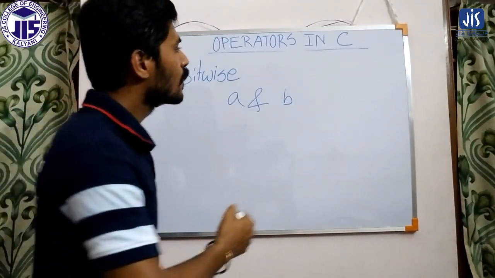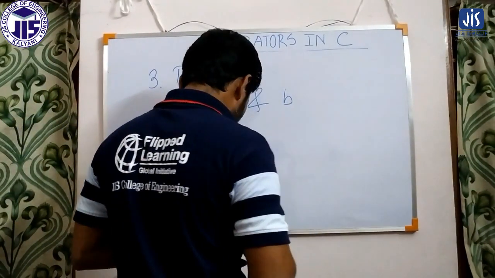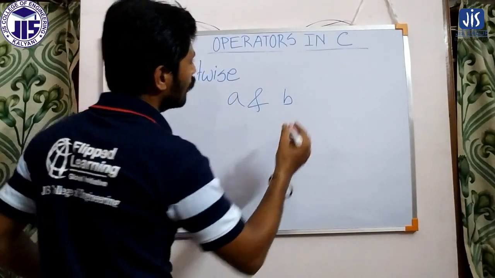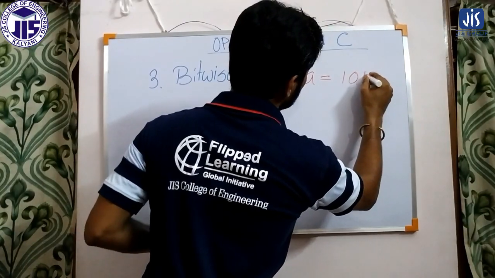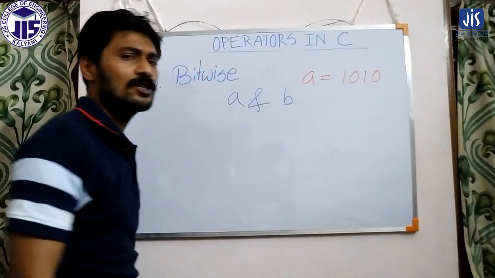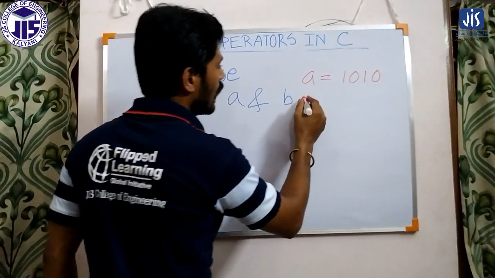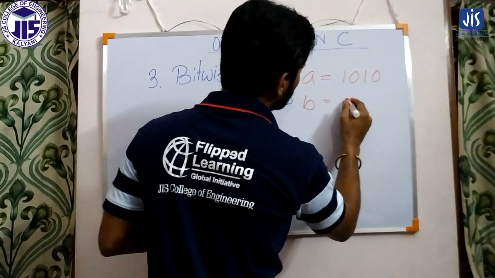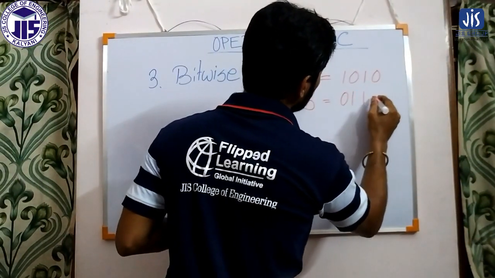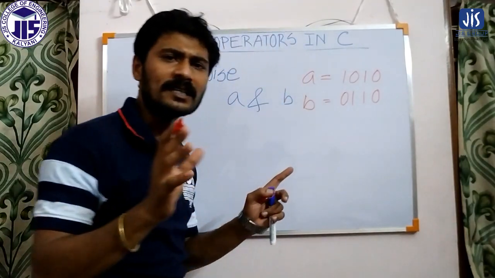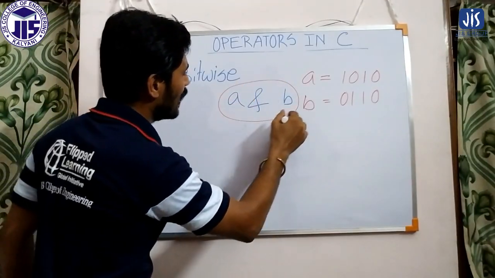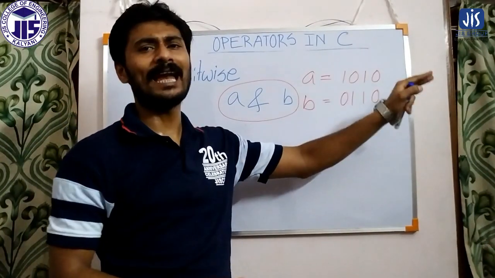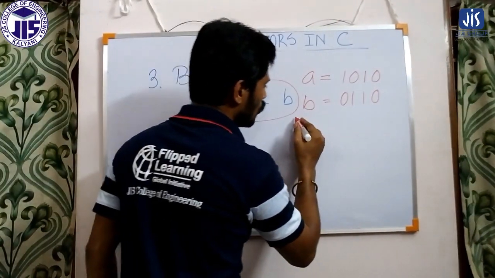That means, for example, the value of A is 1010. That is the binary value of A, and binary value of B is 0110. Just I am giving an example. So this is the value of A and B. Now if I perform this operation A and B, it will perform bitwise AND operation on these two variables. So how it will be done?